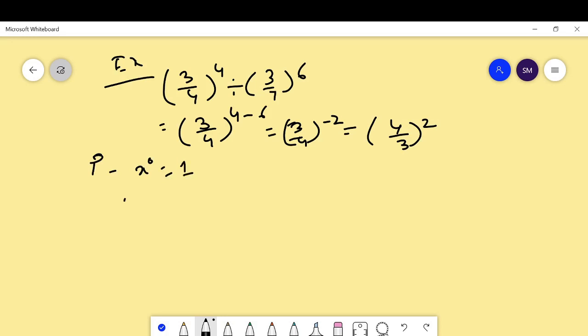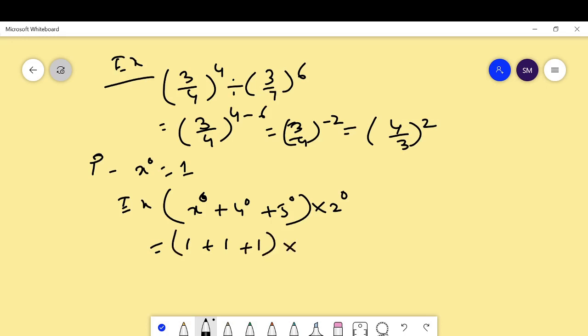Then solve some examples. Suppose the question is given: x to the power 0 plus 4 to the power 0 plus 5 to the power 0 into 2 to the power 0. Then what happened? x to the power 0 is 1, 4 to the power 0 is 1, plus 5 to the power 0 is 1, into 2 to the power 0 is 1. This is 3 into 1, which is equal to 3. This is the answer.